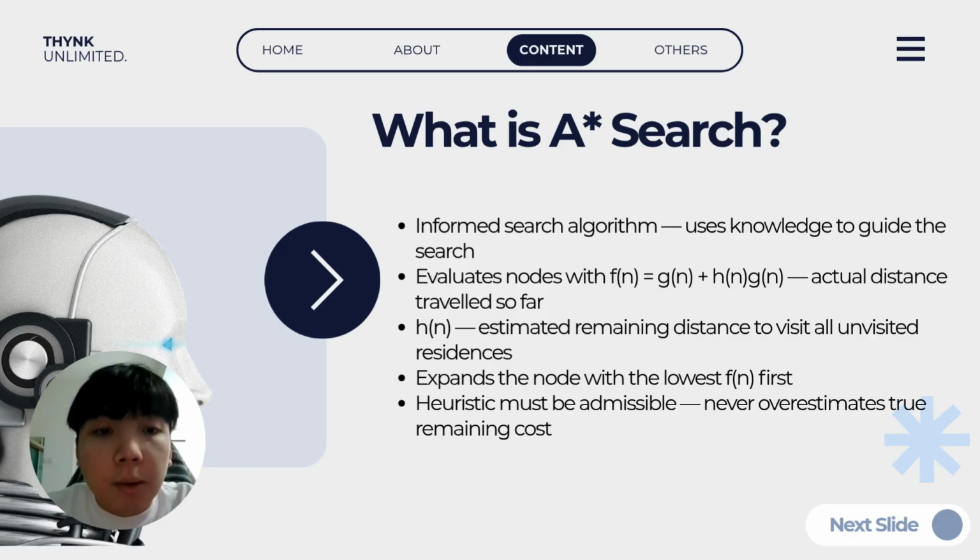To guarantee an optimal solution, the heuristic must be admissible, meaning it never overestimates the true remaining cost. In this problem, the heuristic is calculated by summing the cheapest incoming edge for each unvisited residence, ensuring it remains admissible.